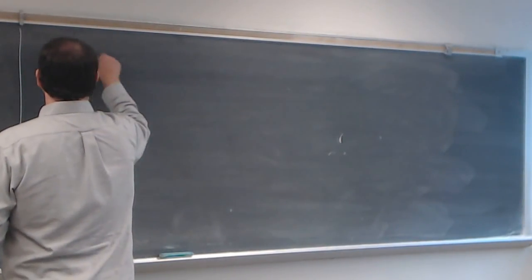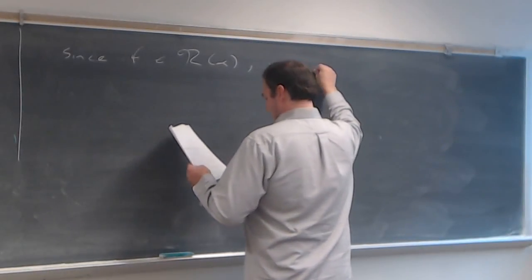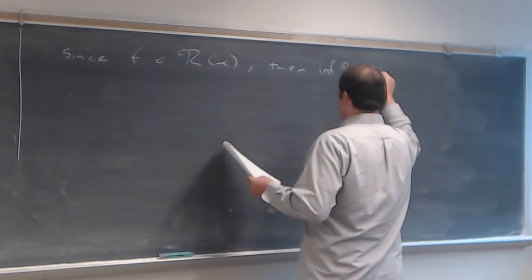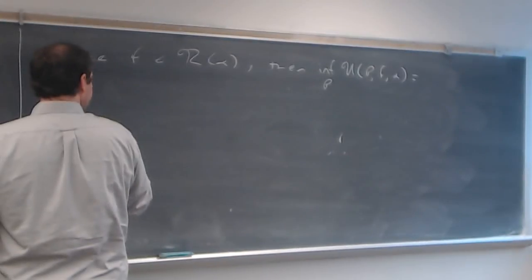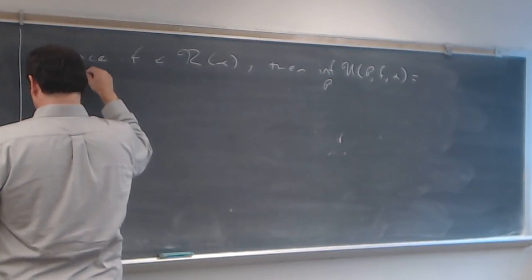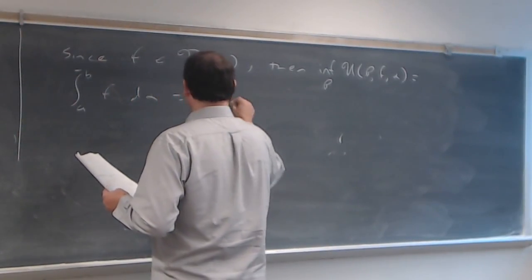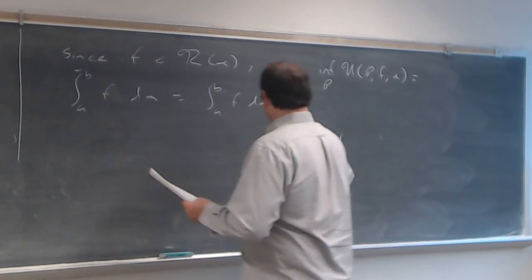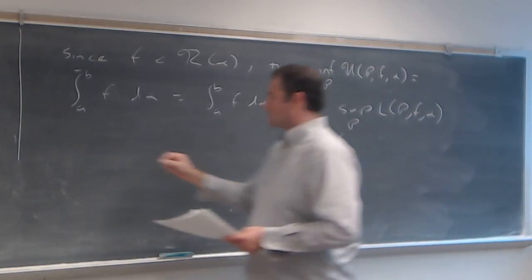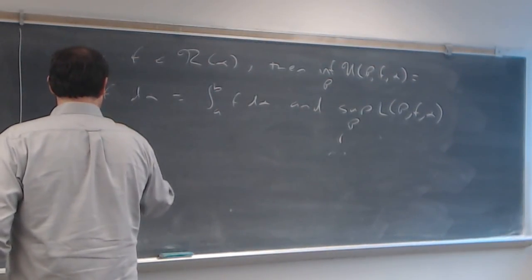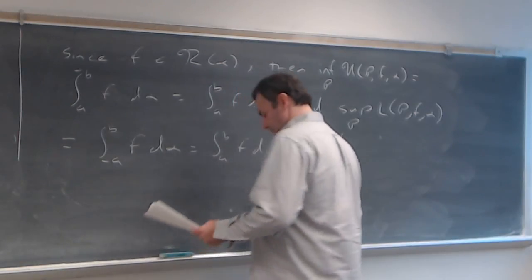Okay. Since F is Riemann-Stieltjes integrable, then what we have is that the infimum of all the upper sums over any partition equals the Riemann-Stieltjes integral of F with respect to alpha, which equals the sup over all P's of the lower sums, which equals the lower Riemann-Stieltjes integral, which equals the Riemann-Stieltjes integral. Okay? All right.